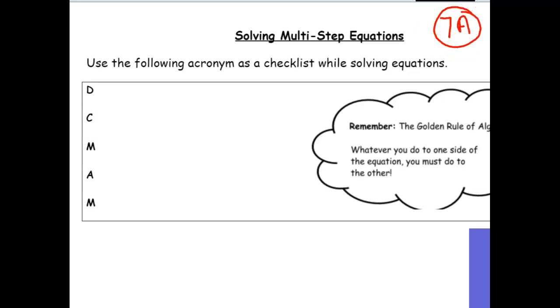All right, so D stands for, the first thing we're going to look to see is if we're distributing. So we might have to distribute. The C stands for combine like terms.